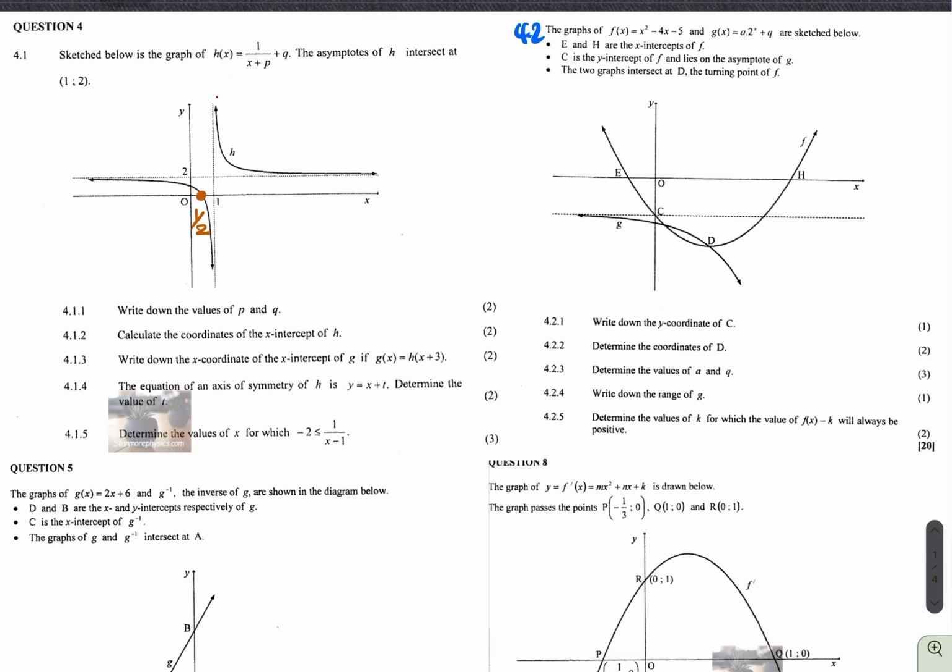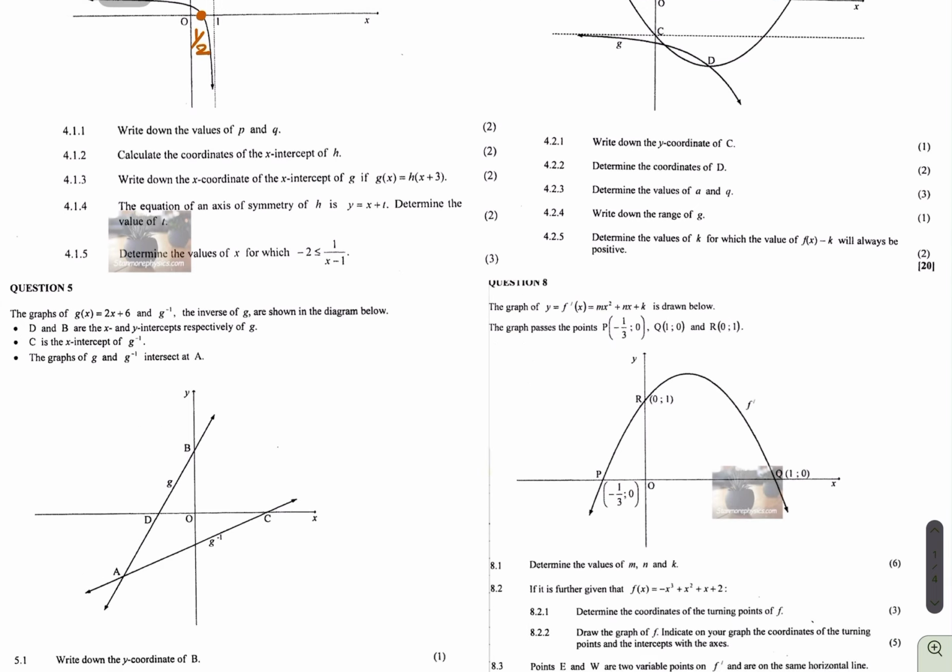The graph of f is given by x squared minus 4x minus 5, and the graph of g is given by a times 2 to the power x plus q. These graphs are sketched below. E and h are the x-intercepts of f. C is the y-intercept of f, and lies on the asymptote of g. Okay, that's a good part. And the two graphs intersect at D. D is the turning point of the graph of f. Okay, let's write down what we are given before we attempt anything.